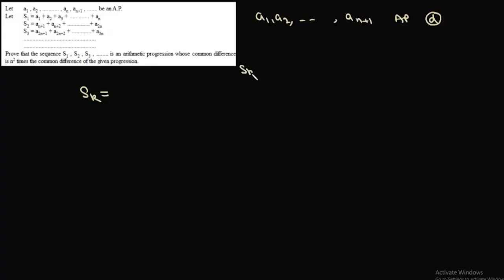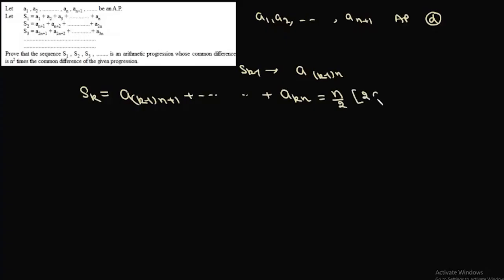So for S(k-1), its last term will be A(k-1)n. Now here, its first term will be A((k-2)n+1), and then we'll have n terms, and its last term will be A(kn). Now this is the sum of n terms of an AP. So its sum will be n by 2 into 2a, and a here is A((k-1)n+1), plus (n minus 1) into d.